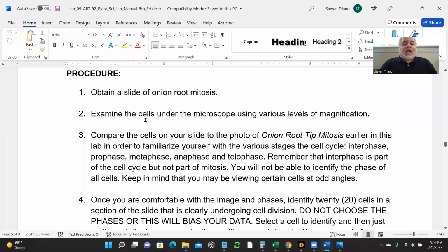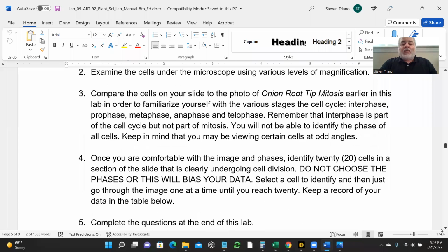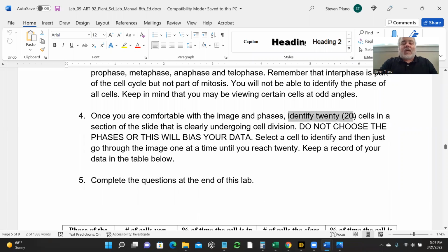So you obtain the slide, you examine it, you compare the cells. Once you're comfortable, you're going to identify 20 cells. Do not choose the phases, or this will bias your data. You're trying to randomly pick the cells and just read them on down the line and try to give yourself a real indication of those that are identifiable. What is the approximate ratios or percentages or numbers of the different phases of mitosis or between mitosis and interphase?